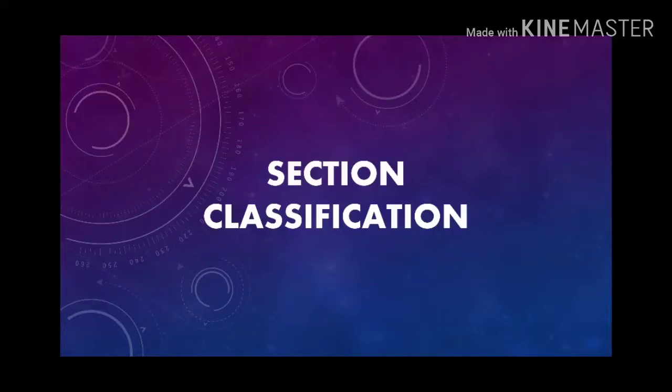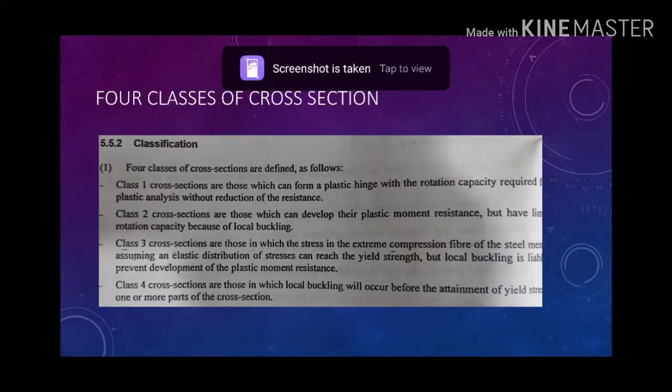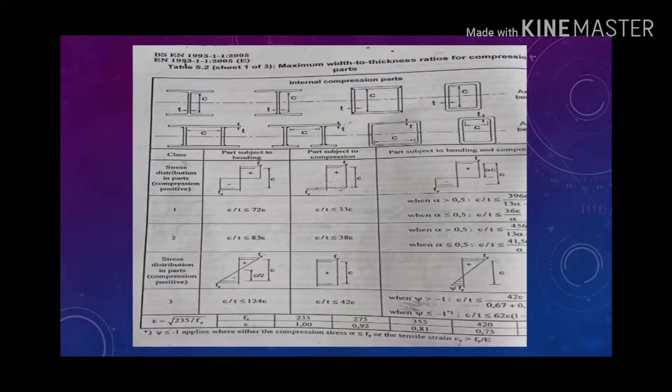Okay, in this section, we are going to look at section classifications. Eurocode has classified sections into 4 classes: class 1, class 2, class 3, and class 4. Section classification is very important to determine the right equations to be used in order to design the section. It involves two checking processes: checking the web and checking the flange.